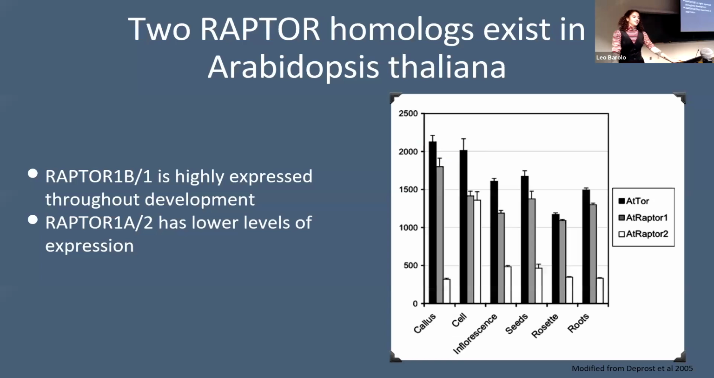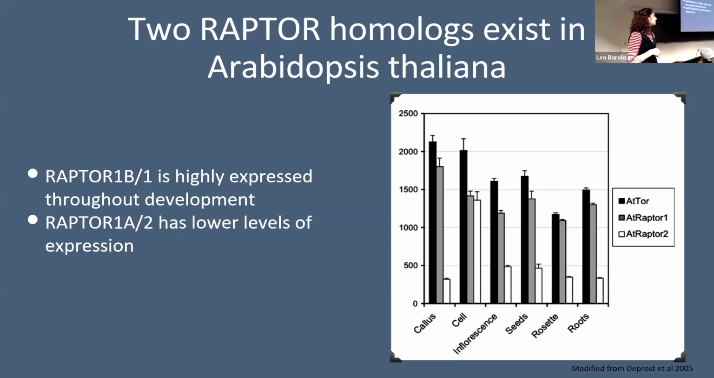All right, so now we're going to switch into thinking about Arabidopsis solely. There are two raptor homologs in Arabidopsis thaliana. This is very confusing for everyone. Raptor 1b, or raptor 1, is highly expressed throughout development. It's expressed in the plant everywhere all the time, in the leaves, the roots, the shoots, basically every plant tissue, and throughout development. So from the embryonic stage to adult plants.